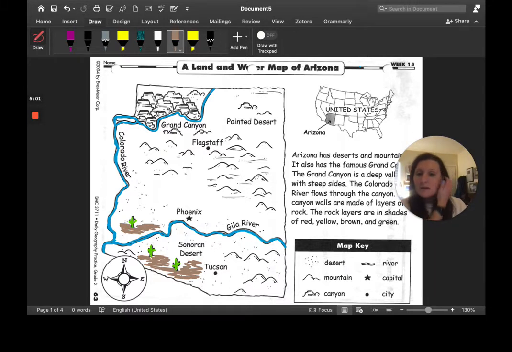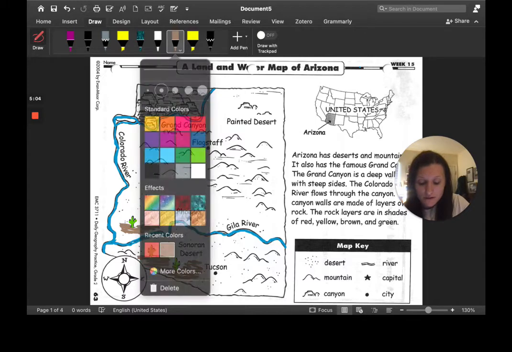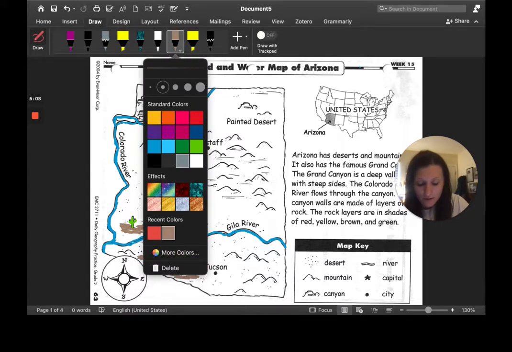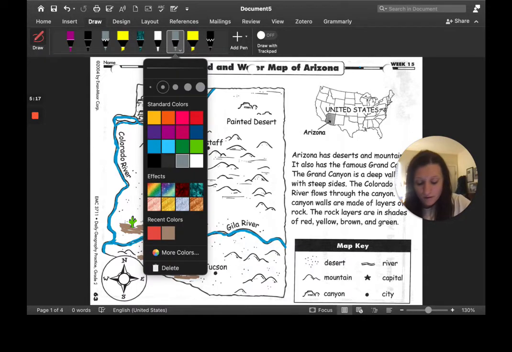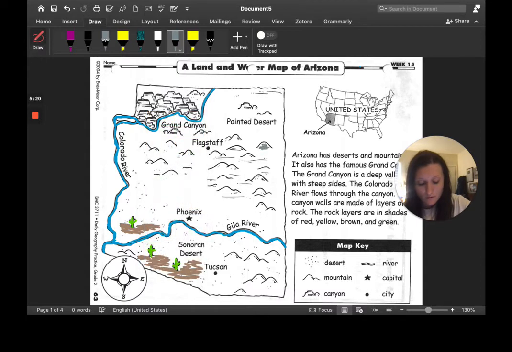All right, so then let's move on to our mountains. Let's take a light gray color here. And we see on our map key that these little mounds here are mountains. And of course, we are very familiar with the White Mountains of the state of Arizona. And we see that there are actually a fair amount of places that do have mountains. We see that even farther down by Tucson.